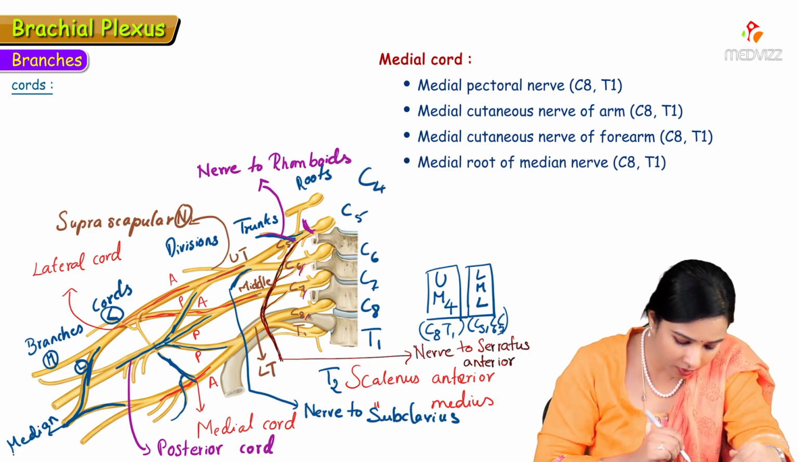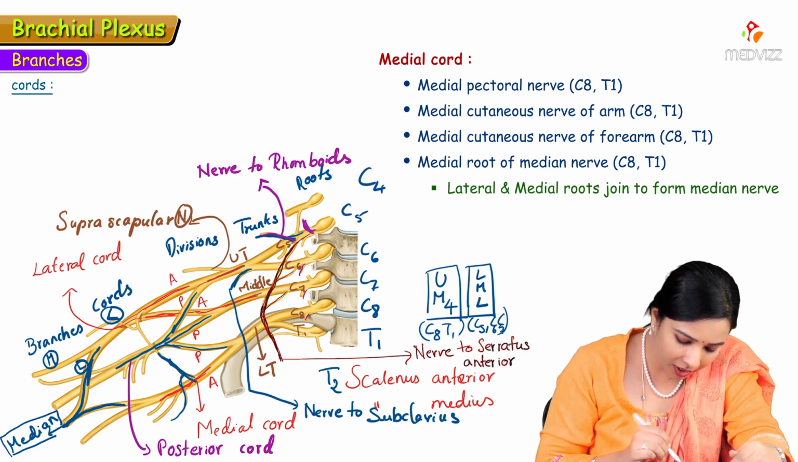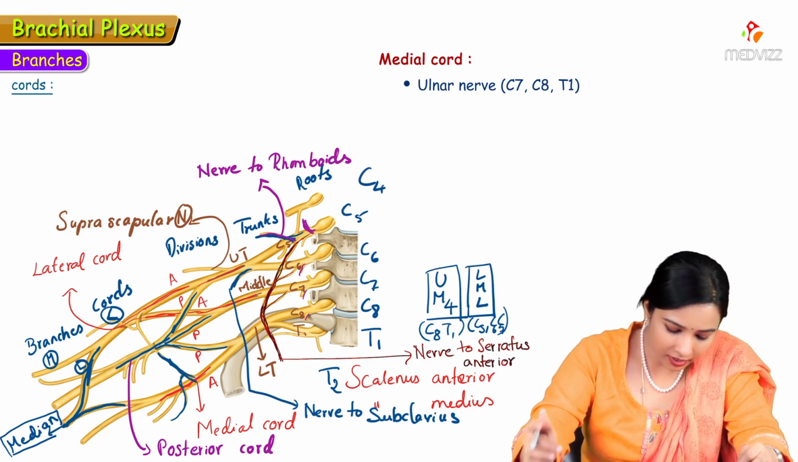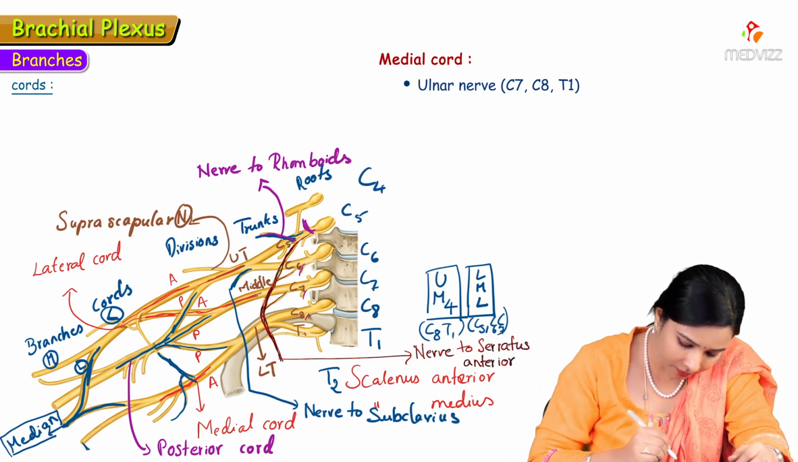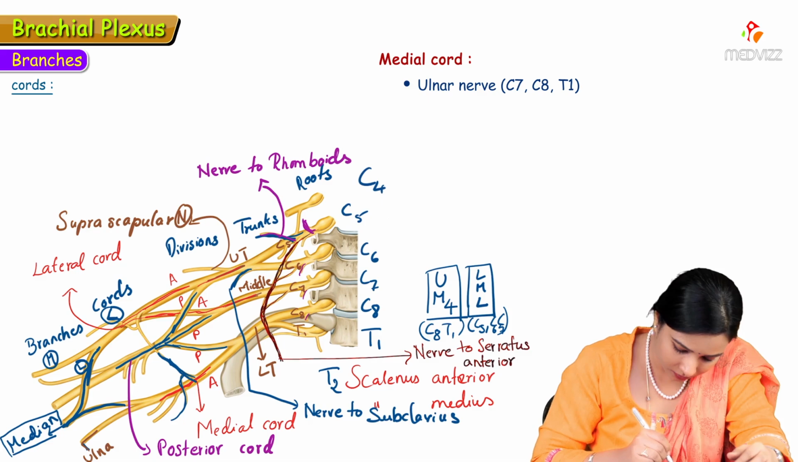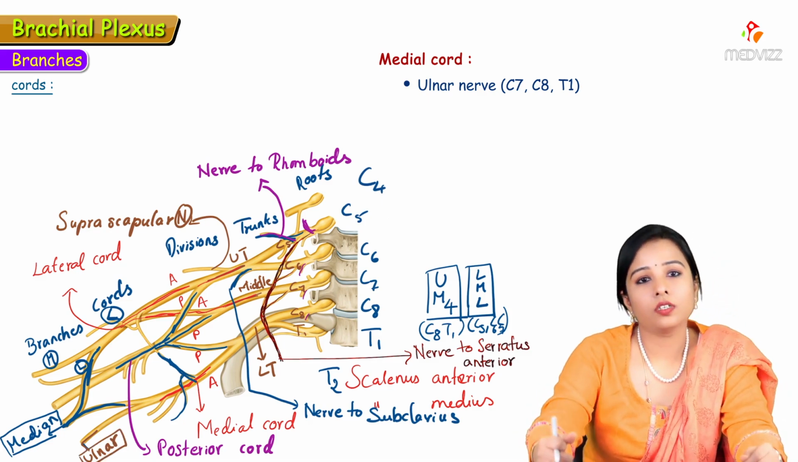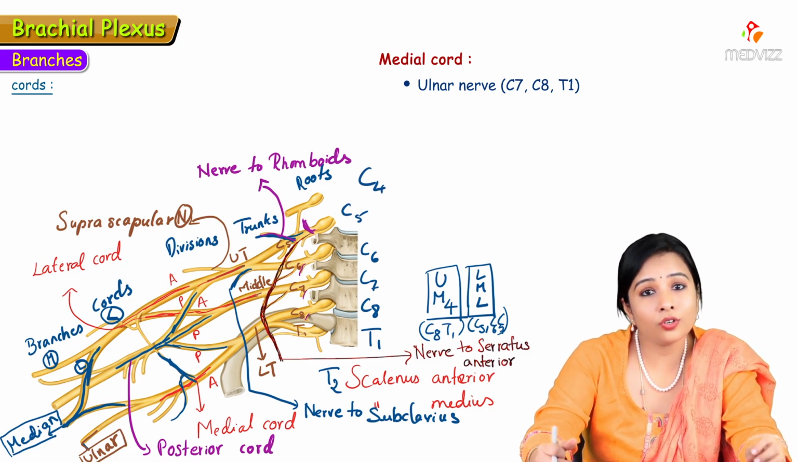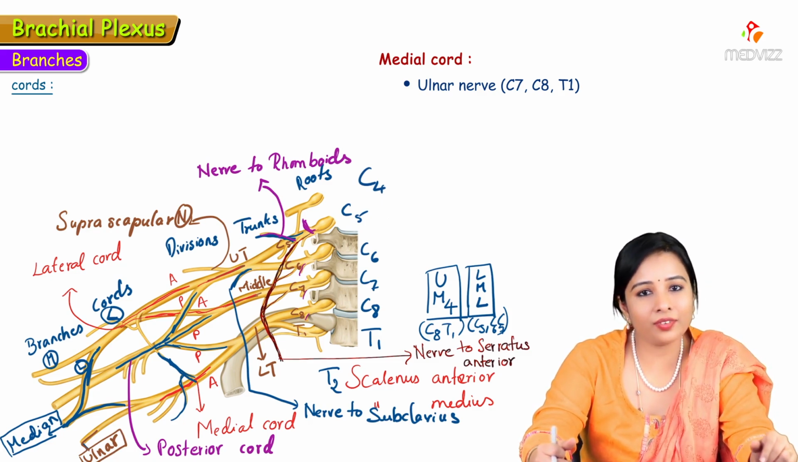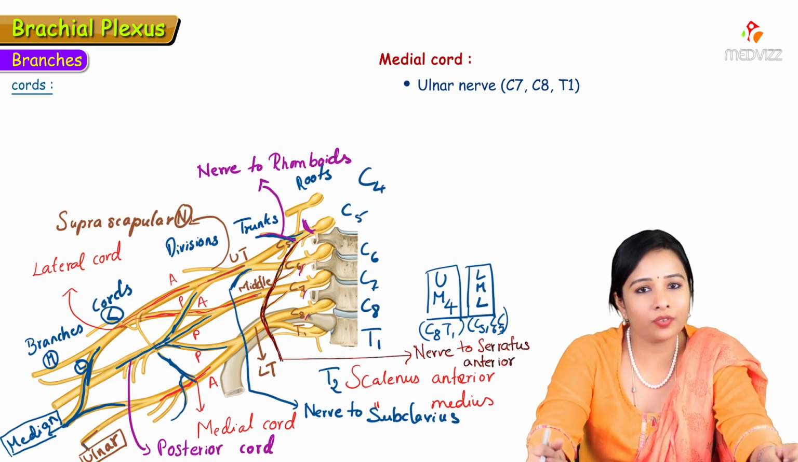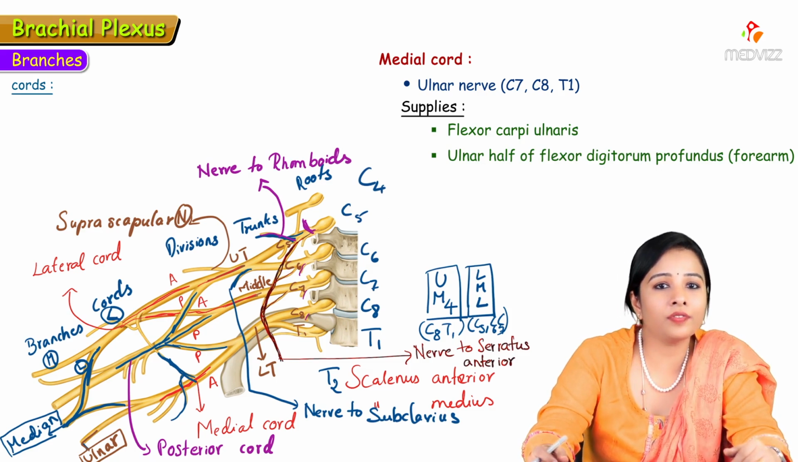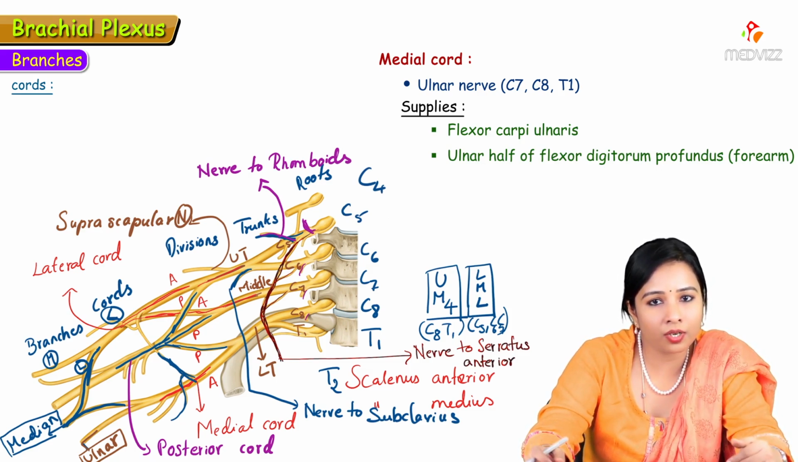We already saw how the median nerve had formed, where the lateral root and medial root, they join to form median nerve. Lastly, the ulnar nerve. This is ulnar nerve. So the ulnar nerve, the root value of ulnar is not only C8T1, even the C7 also contributes in the formation of ulnar nerve.